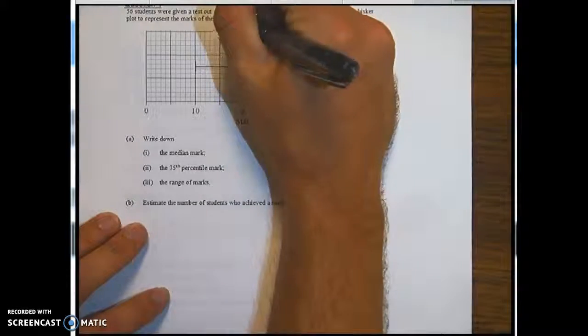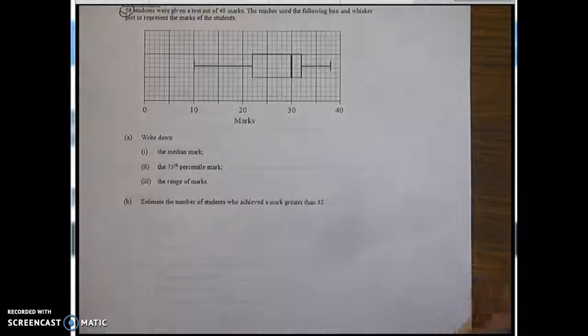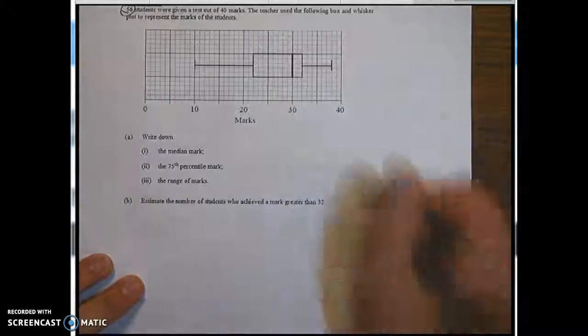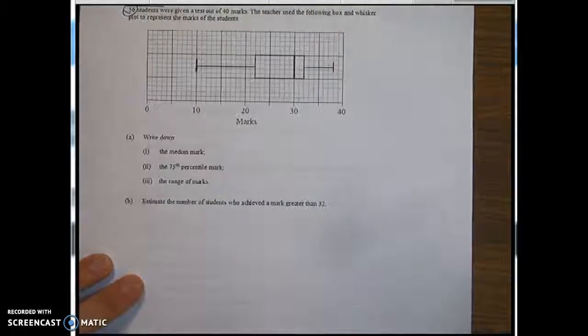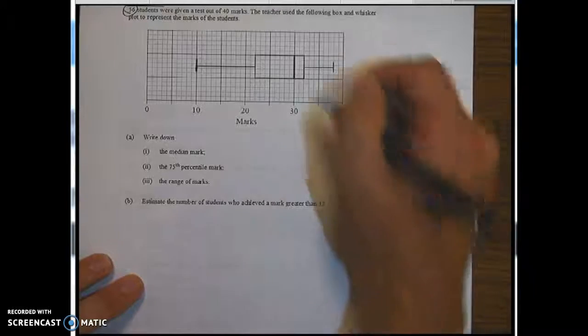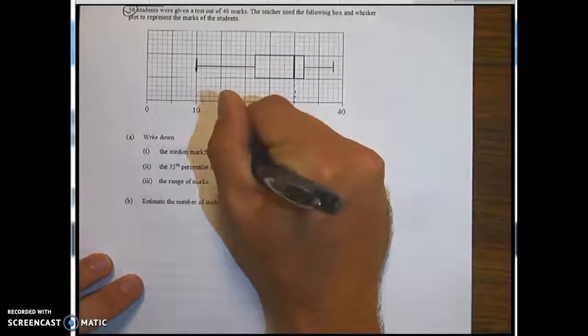We're given a test out of 40 marks. There's 56 students, and the teacher used the following box and whisker plot to represent the marks of the students. So we've got a box and whisker diagram here, and we're supposed to write down the median. The median's going to be right here at 30.